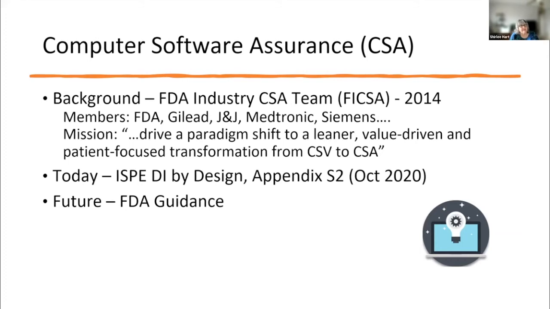I don't know if they pronounce that FICSA or what, but that started in 2014, and it has a bunch of members from different people in the industry as well as consulting companies. So there's FDA representation, Gilead's there, Johnson & Johnson, Medtronic, Siemens, and a whole lot of others. Their mission statement, and I got this right off of their LinkedIn profile, is to drive a paradigm shift to a leaner, value-driven, and patient-focused transformation from CSV to CSA.